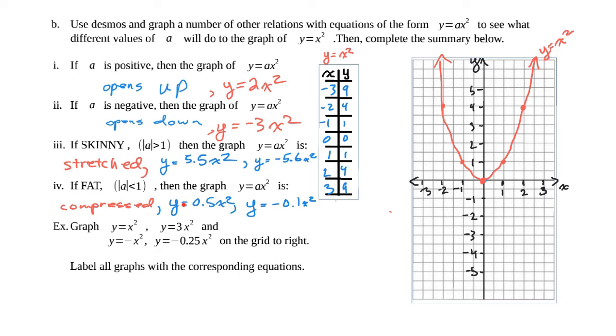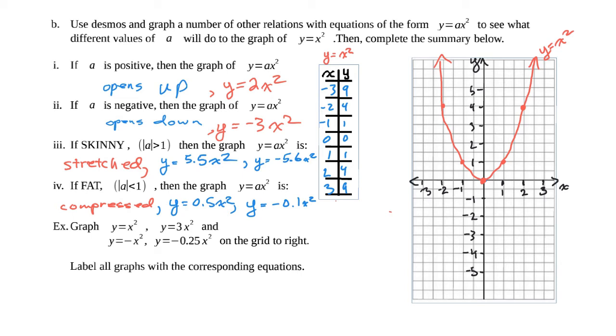This first one is positive, it's opening up, but its stretch factor is 0.5, so that means it's getting flattened. And then if you look here, this one is opening down, but its value of a is 0.1. And because it's 0.1, it's less than 1, it's still compressed. But its compression factor is 0.1.